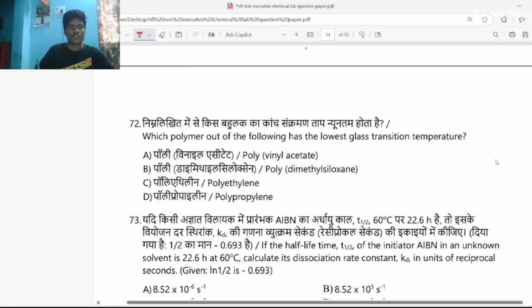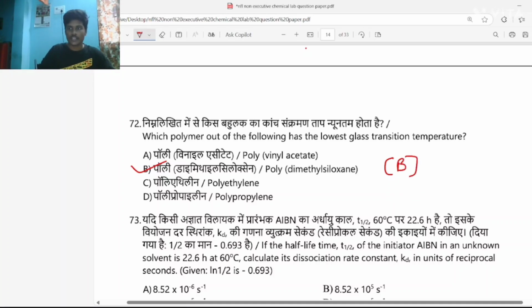Next question is, which polymer out of the following has the lowest glass transition temperature? Options are polyvinyl acetate, polydimethyl siloxane, polyethylene, polypropylene. Answer would be option B, polydimethyl siloxane, right? Option B is the correct answer.